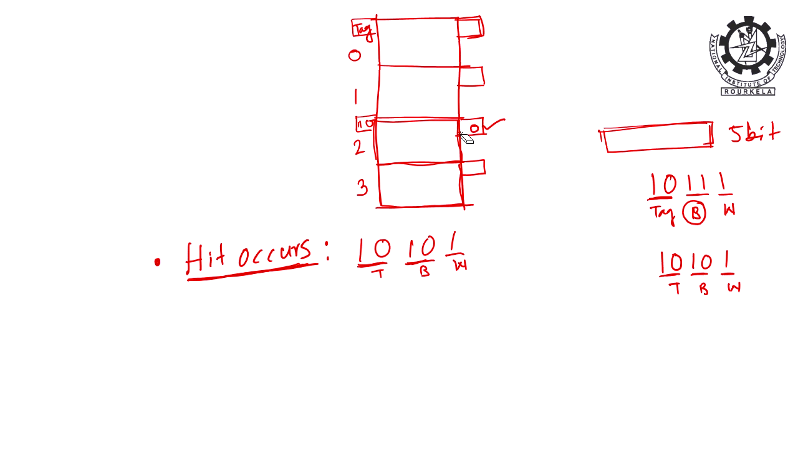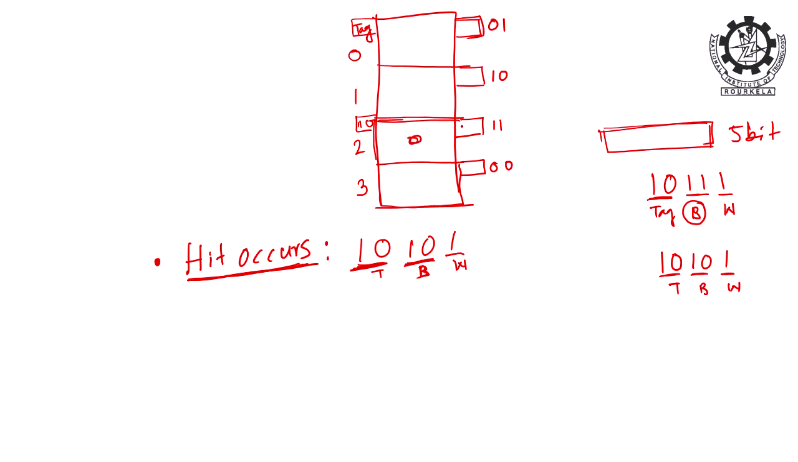Let us say this counter value is 0 1, this is 1 0, this is 1 1, and this is 0 0. Now the page which is referred has tag 1 0, let us say this is block B, and the tag matches. So what is the counter here? The counter is 1 1, because this page is there here.